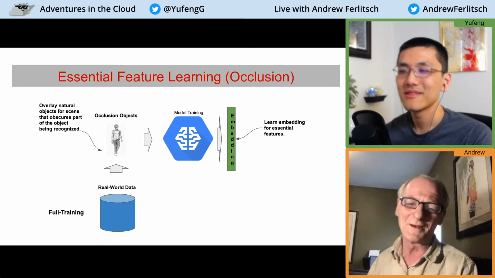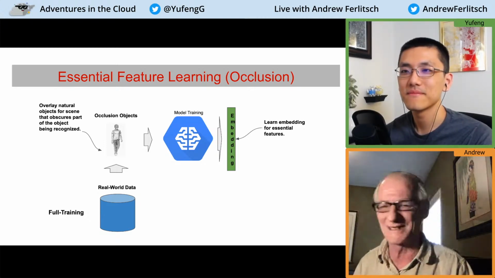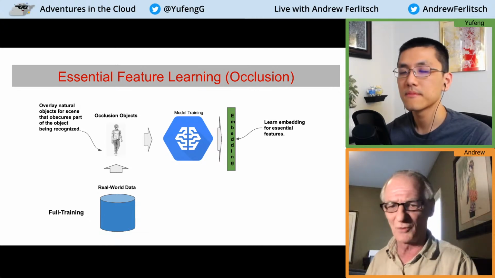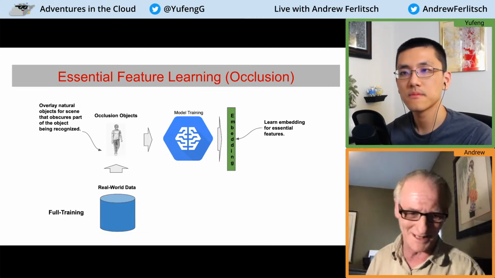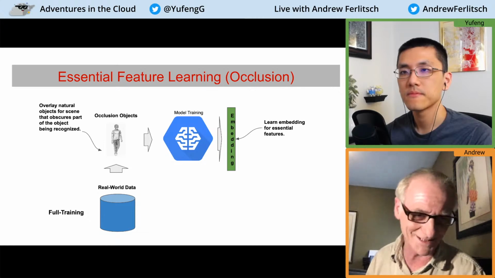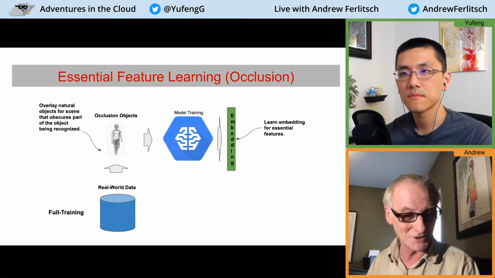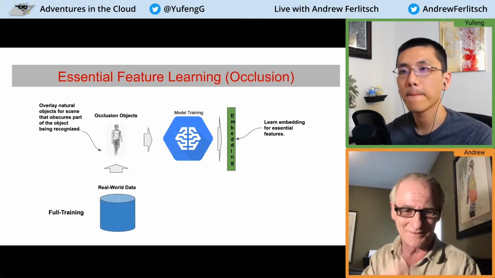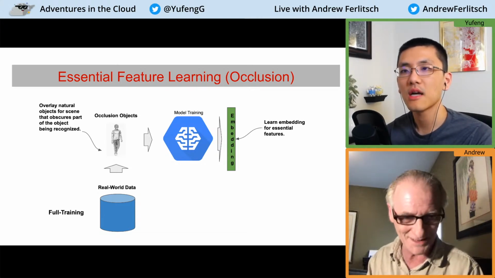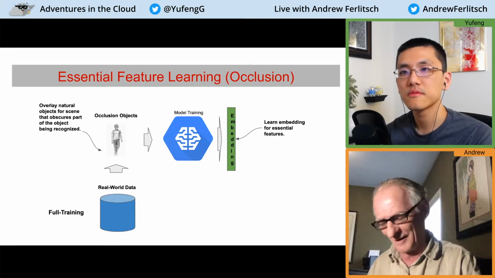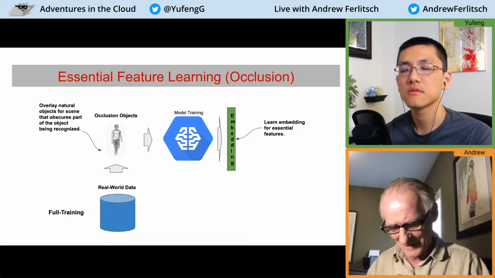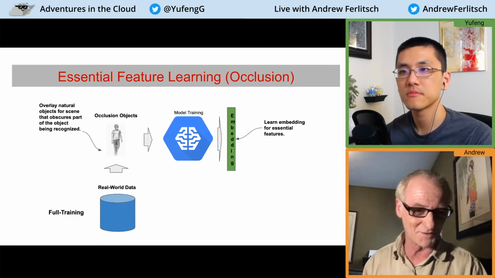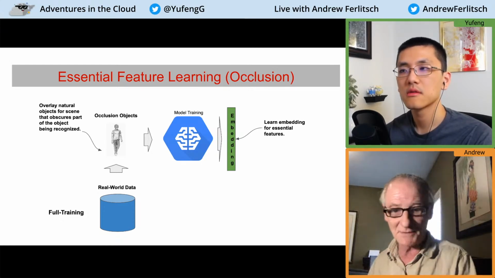One way of doing it is a technique called cutout, which is pretty good. But this is more real world. You have a separate database of occlusion objects, and as you pull out your batch, you randomly overlay these occlusion objects. It helps the model learn how to reconstruct essential features when there are parts missing.